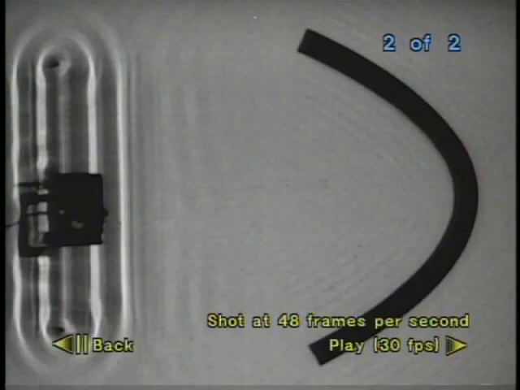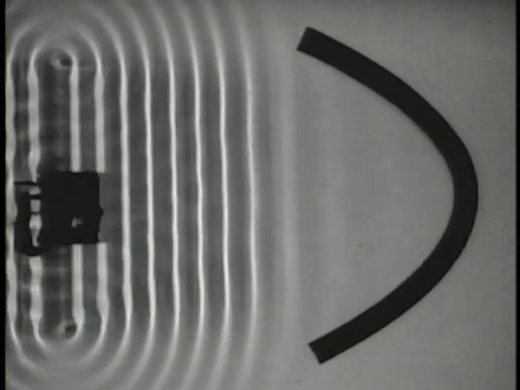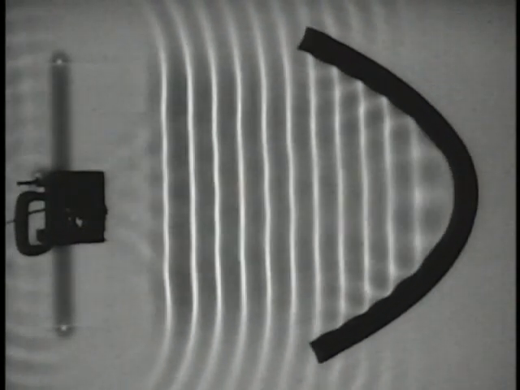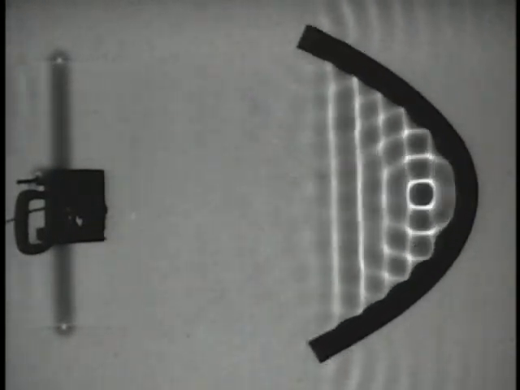A plane wave converges at the focal point of the parabola. The plane wave train converges at the focal point of the parabola.